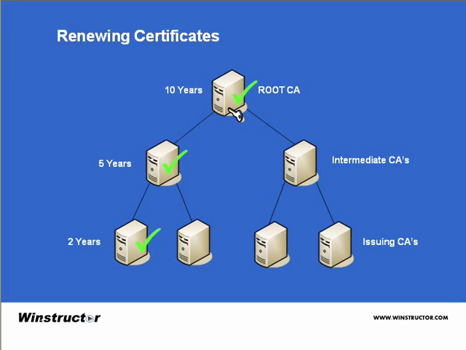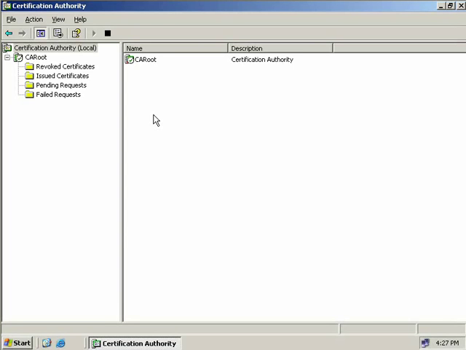These certificates will not automatically update, so if we only have 1 year left at the issuing CA and we've updated the root and the intermediate CAs, then the issuing CA will still only have 1 year left. So let's take a look at how we renew a certificate, and we'll start off with our root CA.